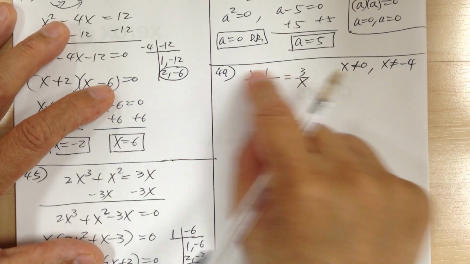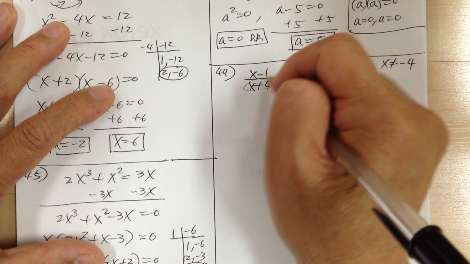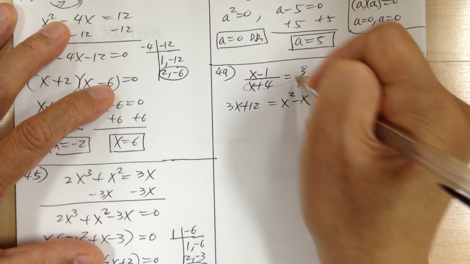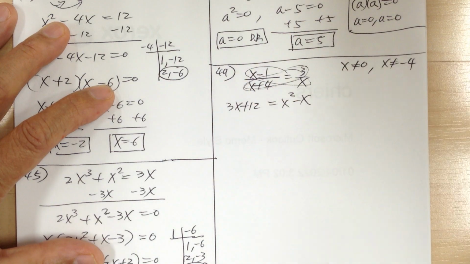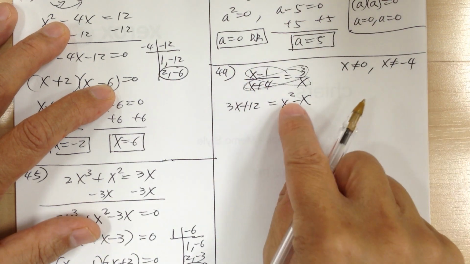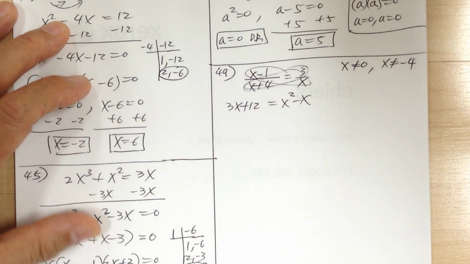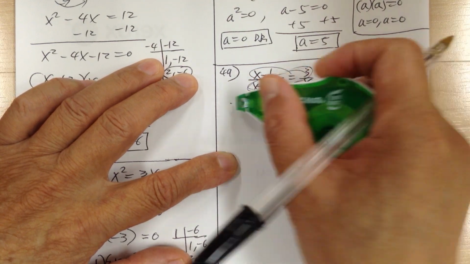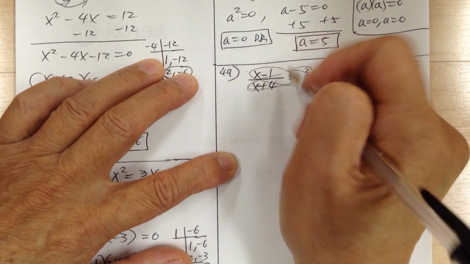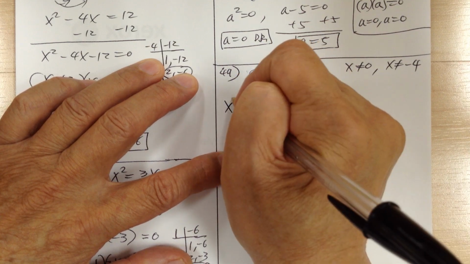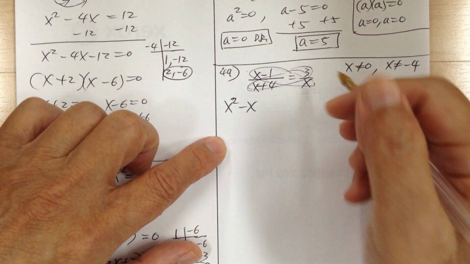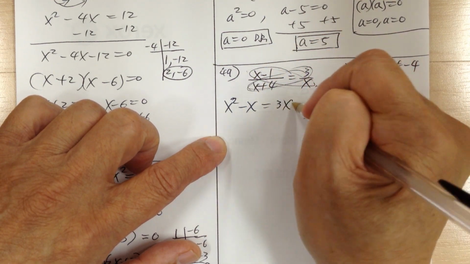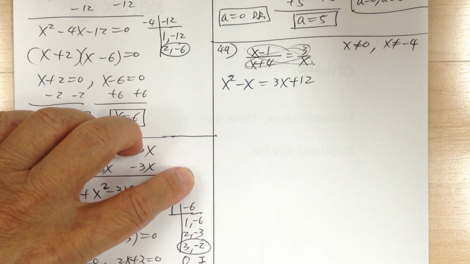Okay, so from here, we can go and cross multiply. Since the x squared is on this side, I'm going to put x squared on the other side instead. I'm going to cross multiply this first, so I get x squared minus x, and then this one, so equal to 3x plus 12. There we go.